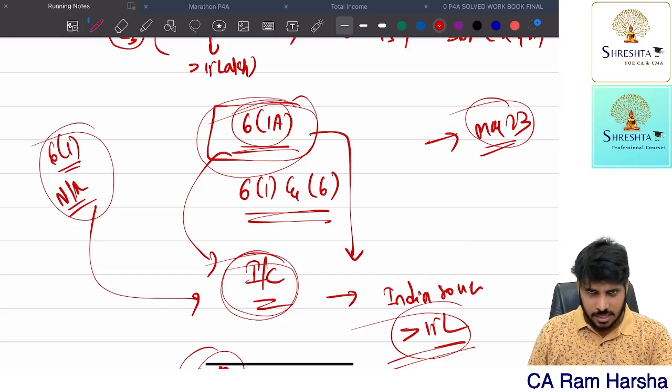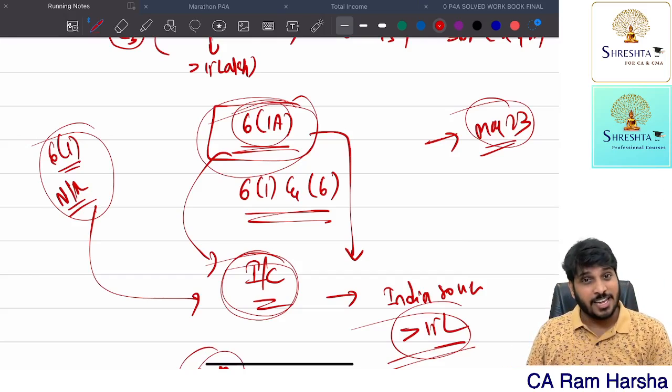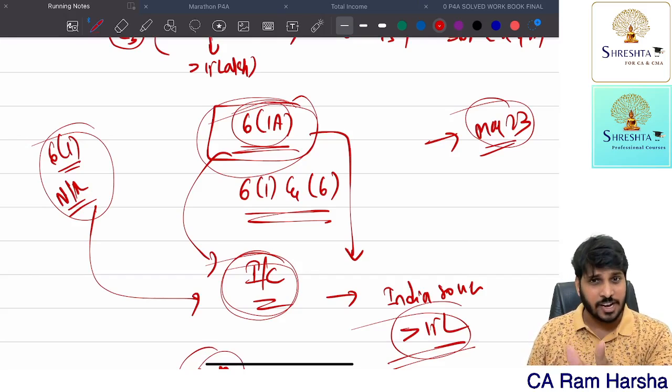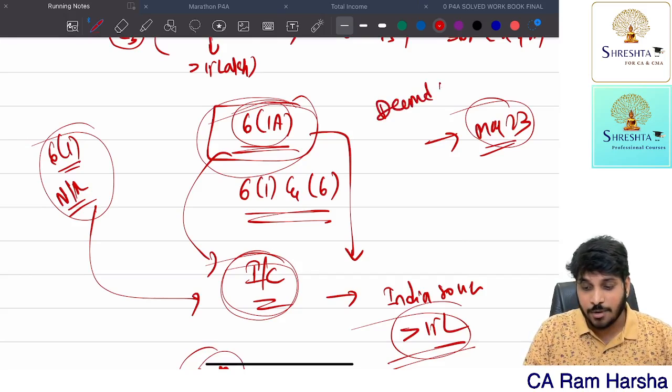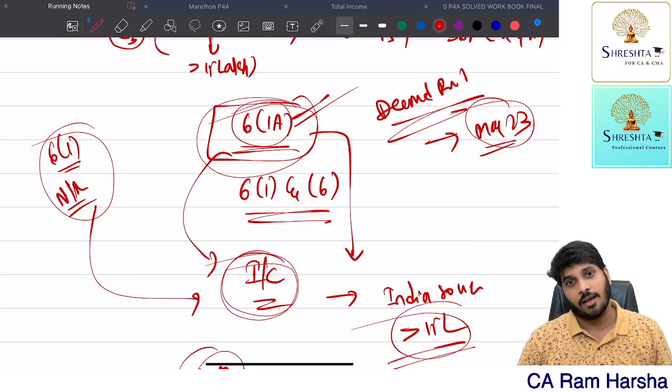Are you Indian citizen? Yes. Are you exempted from tax outside India? Yes. Are you having Indian source income? Yes. Is it more than 15 lakhs? Yes. You are a deemed resident under 61A. Now summary.